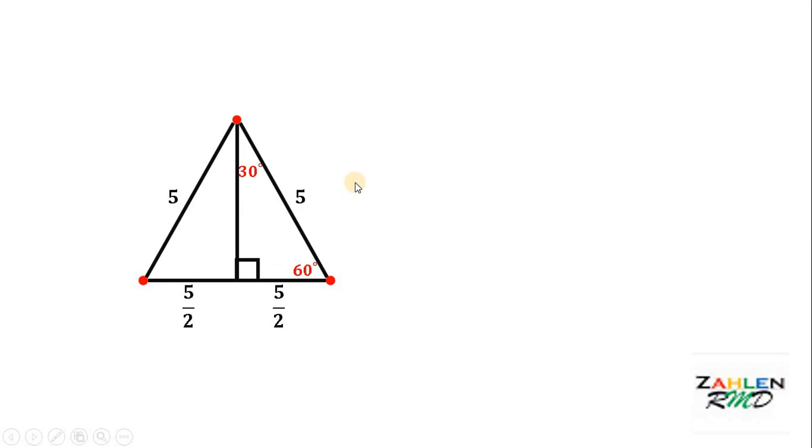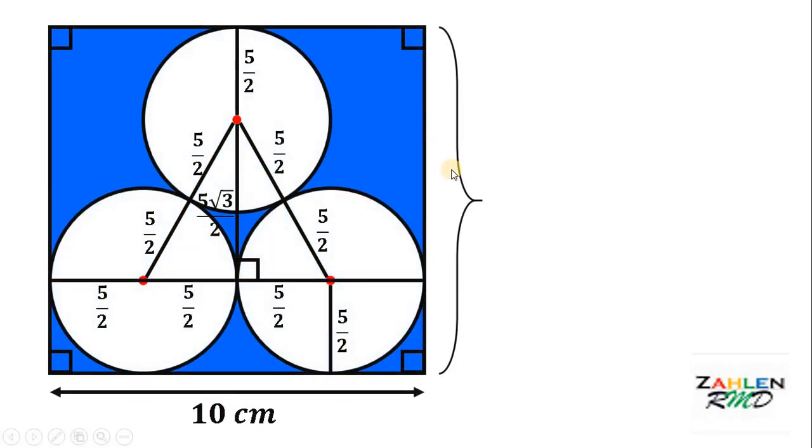Therefore, we can use the property of the 30-60-90 right triangle. Now, we can easily solve for the other leg of this right triangle because the length of the side opposite the 60 degrees must be equal to the measure of the side opposite the 30 degrees multiplied by square root of 3. Therefore, the height of this equilateral triangle must be equal to 5 square root of 3 all over 2. Now, going back to our figure, we can now find the vertical distance of this quadrilateral.